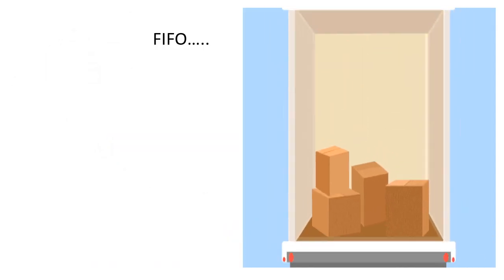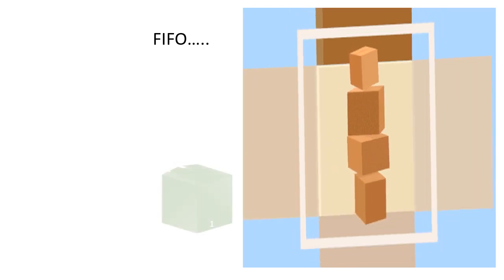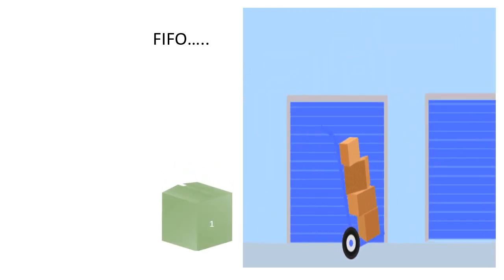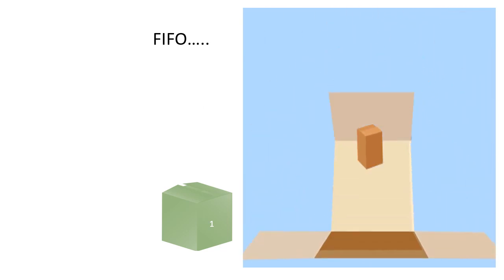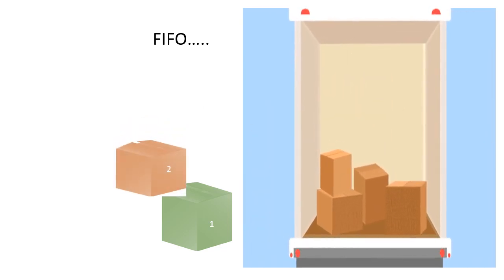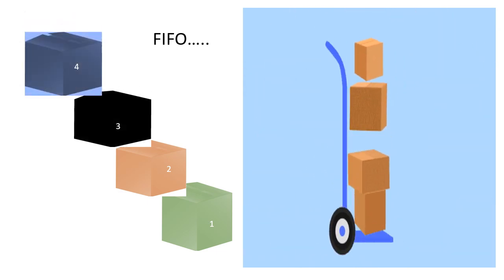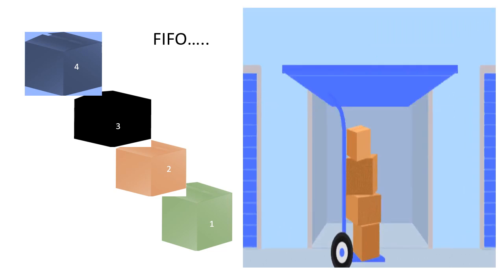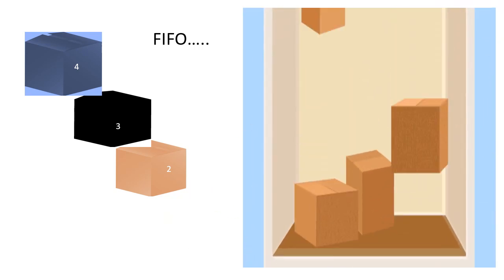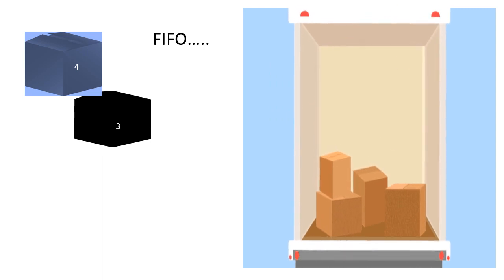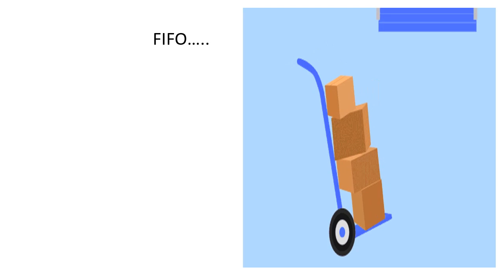Now let us discuss how this FIFO method works. In this diagram, we are seeing that we are receiving different boxes. We have received box number 1, then second, then third and then fourth. As per the FIFO method, we are going to issue box number 1 first, then second, then third and then the fourth one.